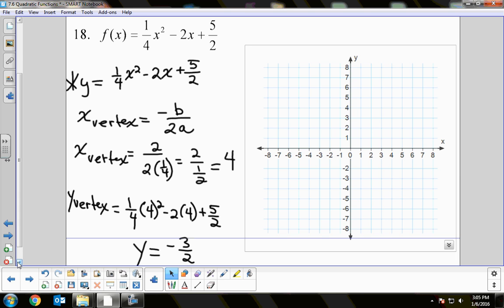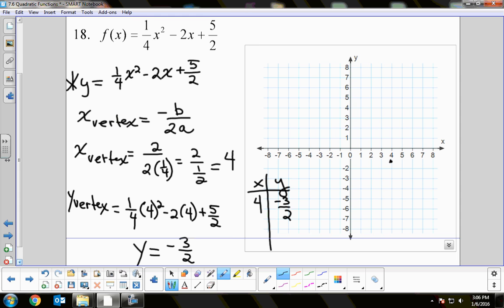Okay, let's plot this. So I can make an XY table, and I have 4 and, what was the vertex? 4 and negative 3/2. So 4, negative 3/2 right here. Should be a little lower. Help them with the smartboard.